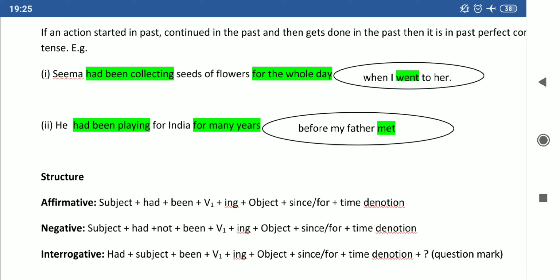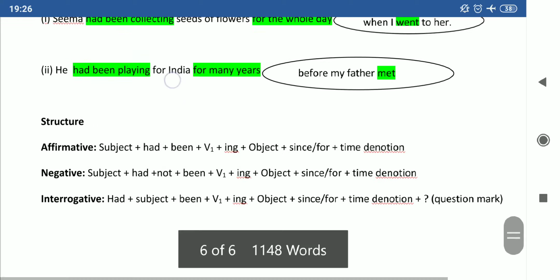In the second sentence, he had been playing for India for how long? For many years before my father met him. And when did it happen? Before my father had met him. Before my father could meet him, he had been playing for many years.